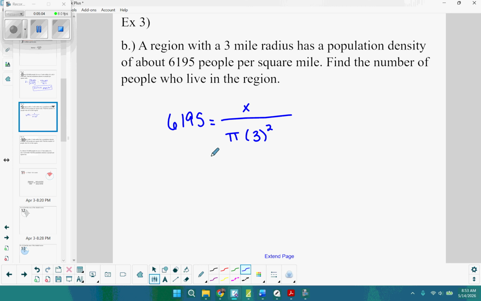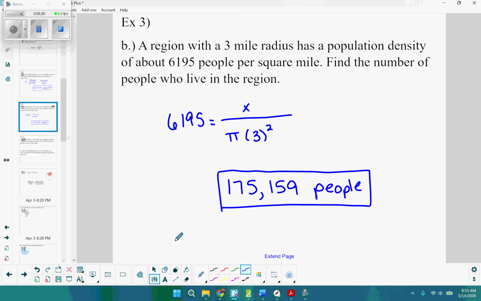So I get 175,159.49. So that means I'm going to round it down. If you round it up, I would accept that as well. So I'm going to say 175,159 people. You could have also said 175,160 people. Both would have been acceptable.